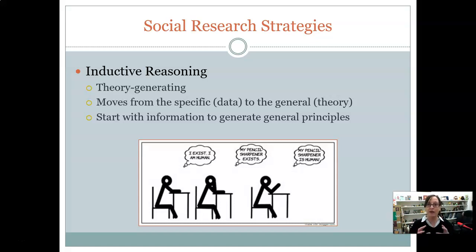We start with a pattern that we notice, and then we try to generalize that. Well, what's happening overall with these offenders? And then let's move into, well, what theory can explain that? Sometimes it ends up being support for a theory that already exists, but this is also how theories are created in the first place.